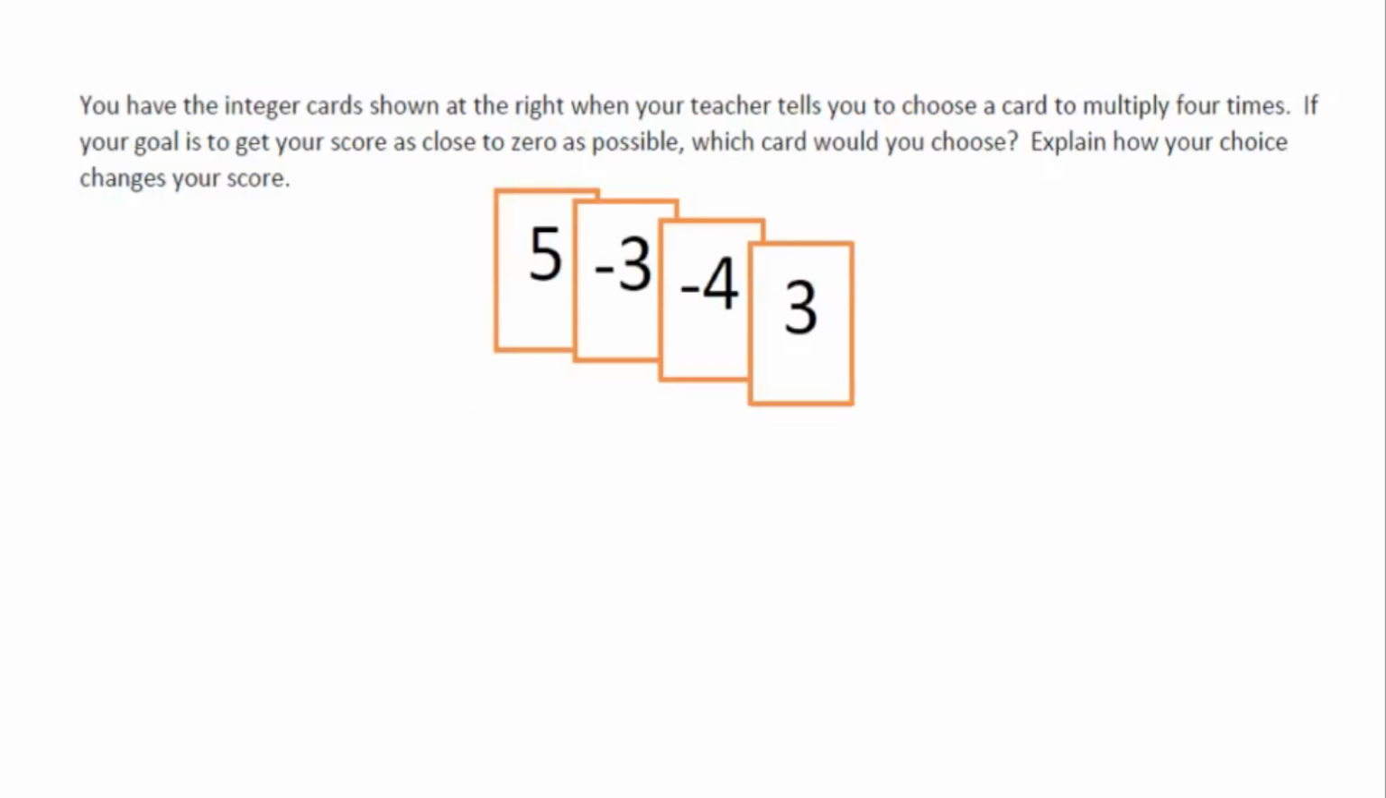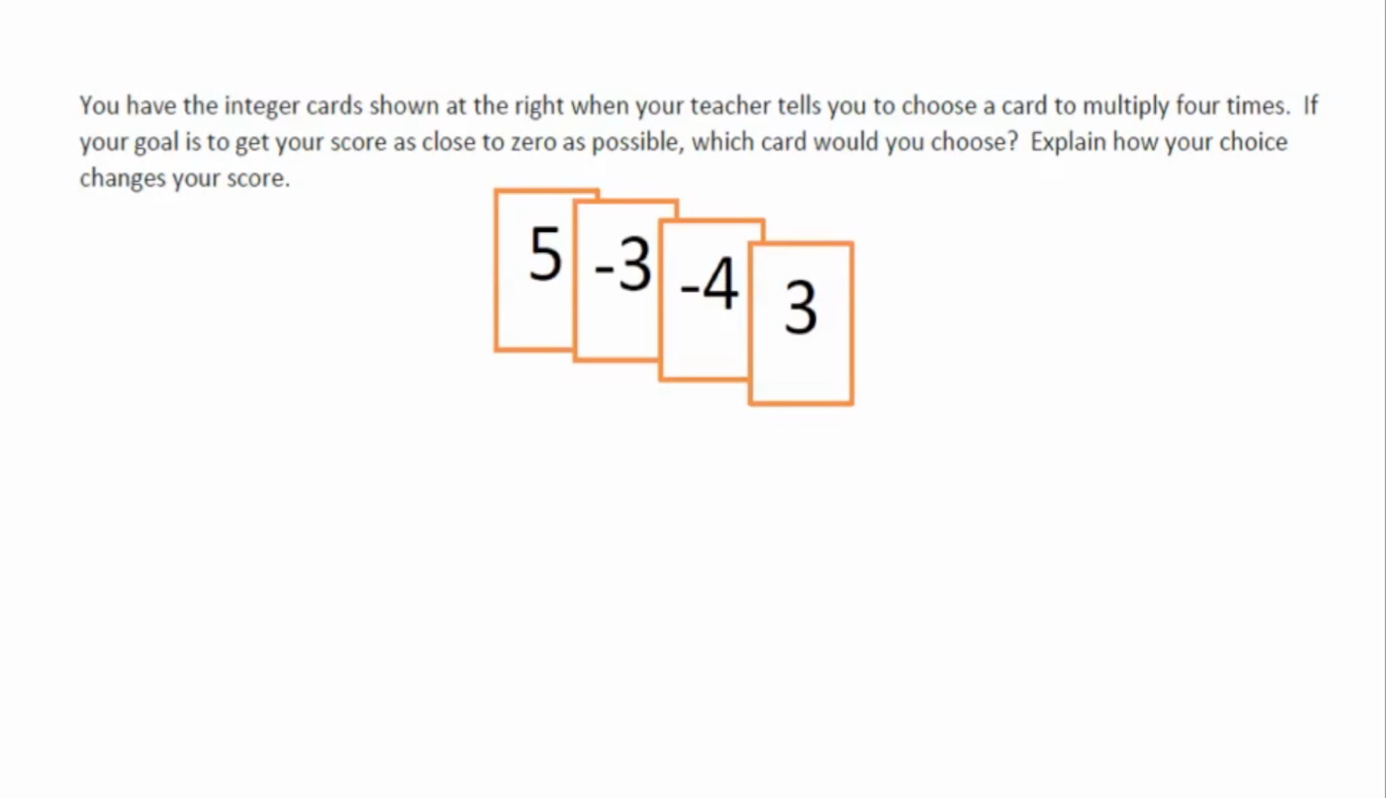It reads, you have the integer cards shown at the right, ours are actually below, when your teacher tells you to choose a card to multiply 4 times. If your goal is to get your score as close to 0 as possible, which card should you choose? Explain your choice. Explain how your choice changes your score.